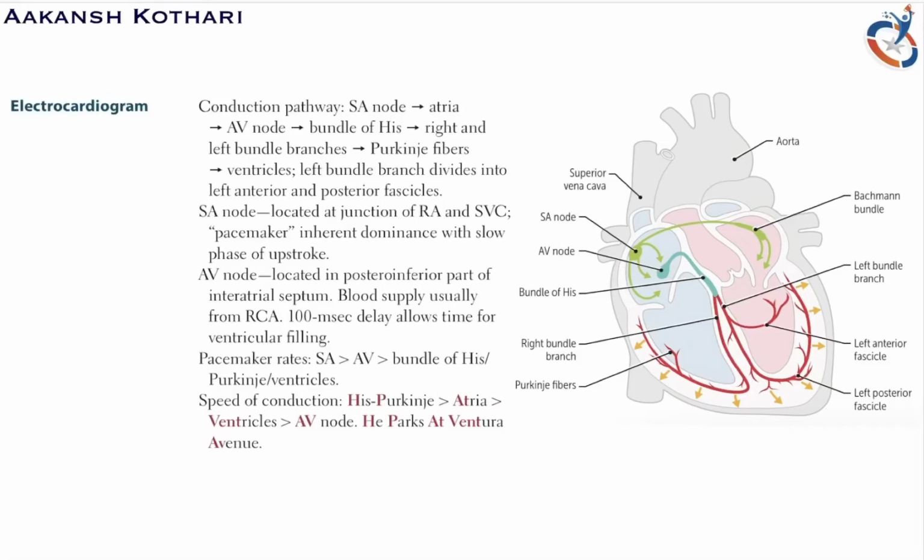Am I clear? Now talking about the AV node, which is located in the posterior inferior part of the interatrial septum. The blood supply is usually from the right coronary artery. Now why is it usually? Since the right coronary artery might be a part of the right dominant circulation, hence it usually supplies the AV node. If it is a left dominant circulation, it can be a branch of the left circumflex artery as well.